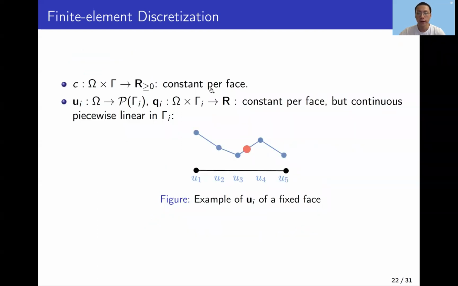And based on this discretization, we assume the cost function C now is constant per phase, but still continuous on the gamma. And U, Q here, they are constant per phase, but continuous piecewise linear in gamma. One example here is if we have 5 labels, we might have a U look like this. And for any point, like this red point here, we can do a linear interpolation to get the value on it.